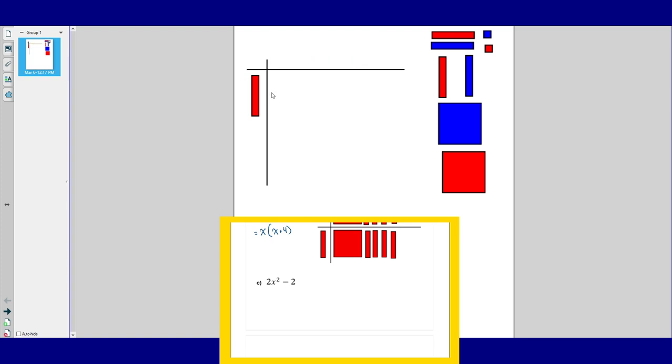Last example, 2x squared minus 2. So I'm going to put this on the inside. I have 2x squareds and then we're going to have a minus 2. So it doesn't really help me out too much. I can't really make a rectangle like this. So this one is a little bit more challenging, right?